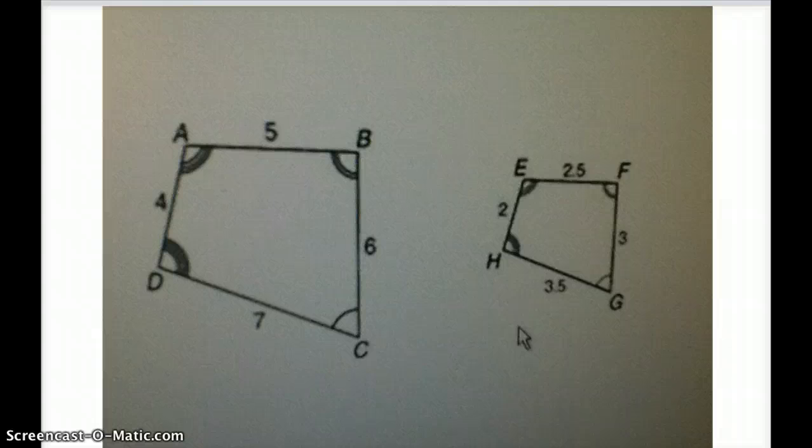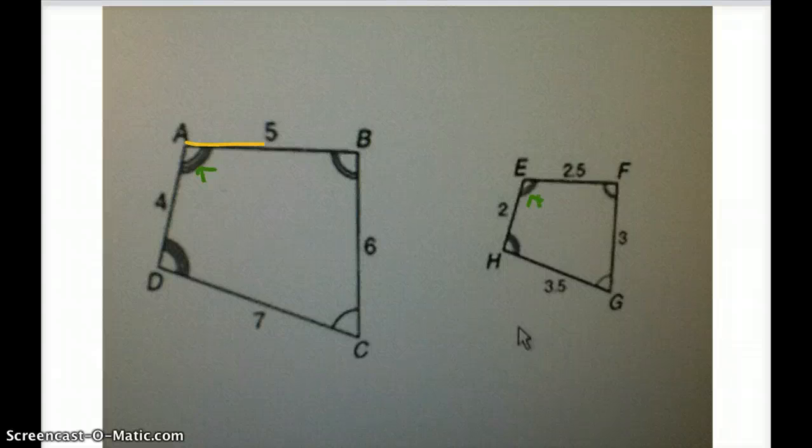The first thing we should look at is, are their corresponding angles equal? Well, we have A here, that matches up with E over here. Same angle measure. B and F match up, D and H, C and G. So their angles are similar. Now we need to test their sides. We need to test all four of them.